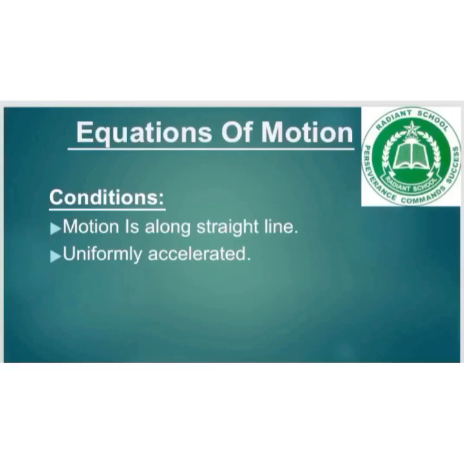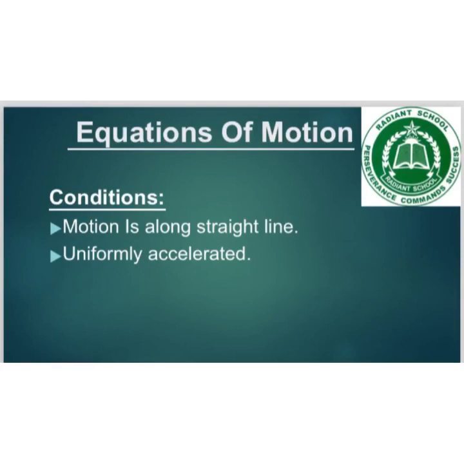The second one is uniformly accelerated. What is the meaning of uniformly accelerated? That its speed should be the same. If a body is moving initially with a speed of 5 meter per second, then its final speed should also be 5 meter per second. So uniformly accelerated means its speed or velocity should be the same. So students, these are the two conditions which are necessary for the equations of motion.